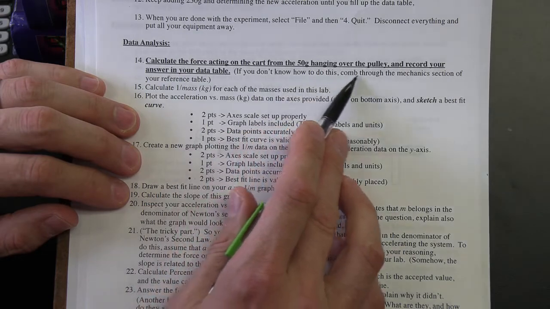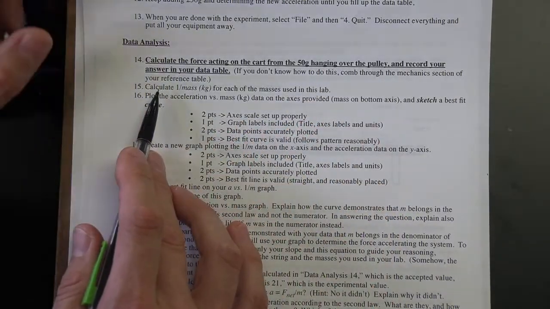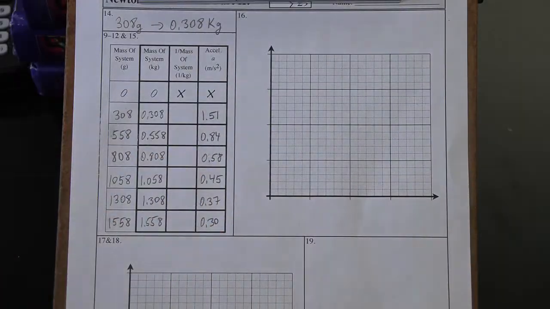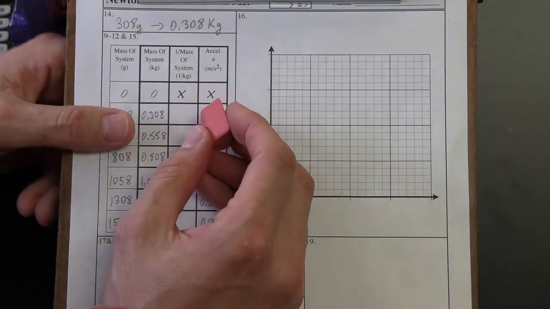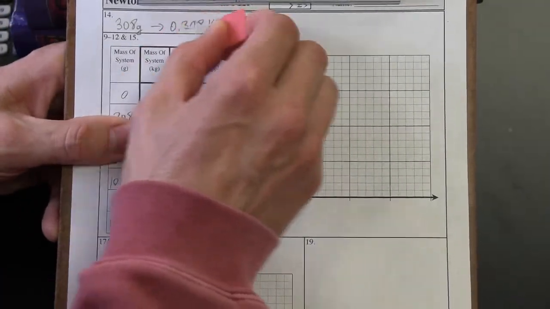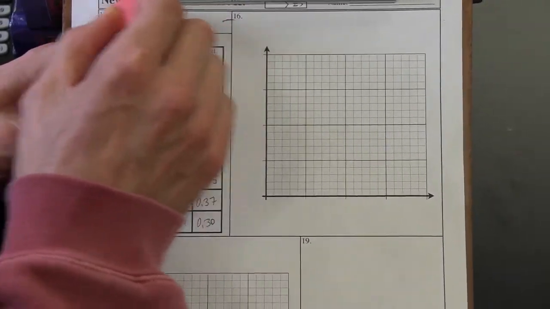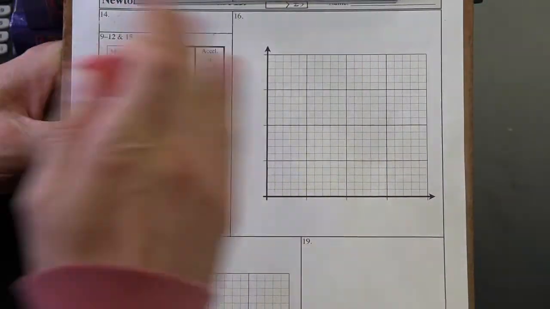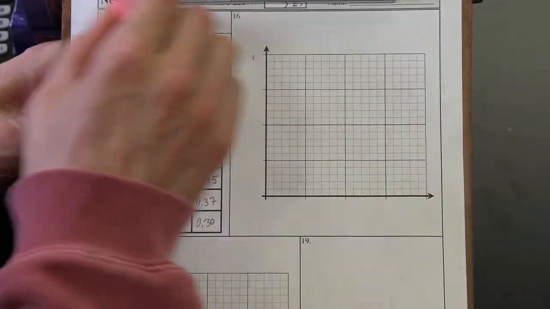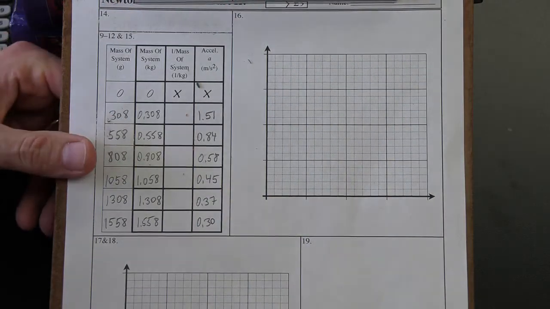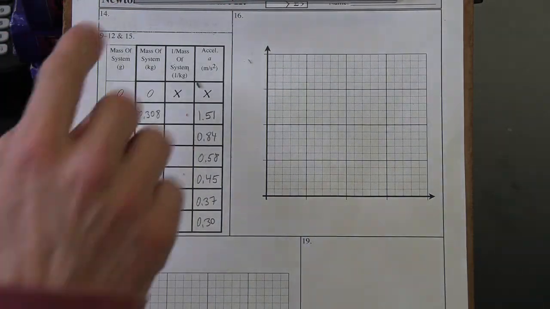If you don't know how to do this, comb through your mechanics section of your reference table. I actually made a mistake. I put the mass of the car over here, and it doesn't belong here. So I apologize. Another mistake in this lab, okay? I guess I'm pretty consistent. I always make one mistake in the lab, so that doesn't go there.